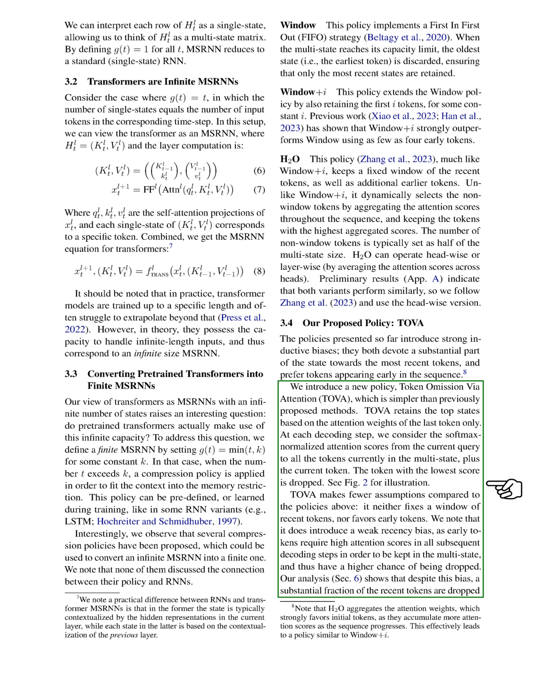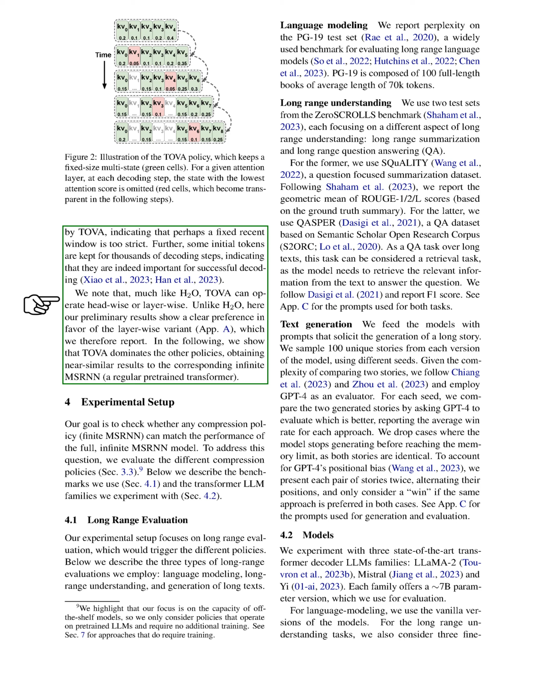TOVA does have a slight bias towards recent tokens, as early tokens need high attention scores in all subsequent decoding steps to stay in the multi-state. However, our analysis shows that TOVA often drops a significant portion of recent tokens, suggesting that a fixed recent window might be too restrictive. Moreover, some initial tokens are kept for thousands of decoding steps, indicating their importance for successful decoding. We also found that TOVA performs better when operating layer-wise rather than headwise. In our tests, TOVA outperformed other policies, achieving results similar to those of an infinite MSRNN, a regular pre-trained transformer.